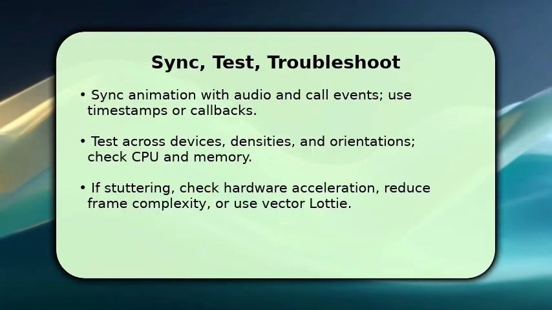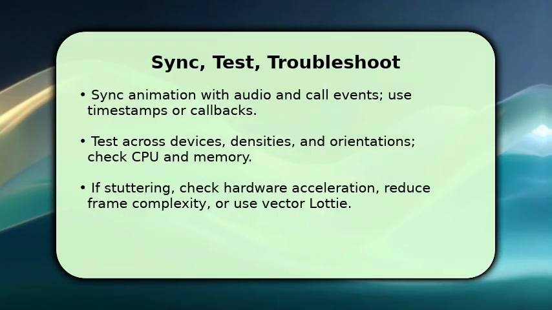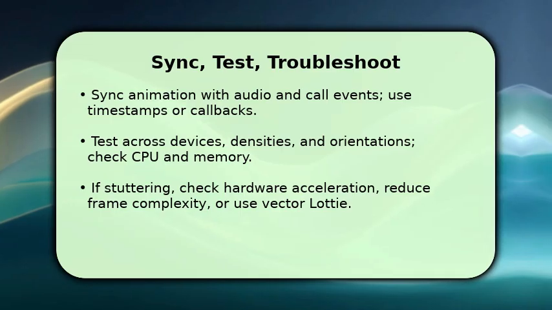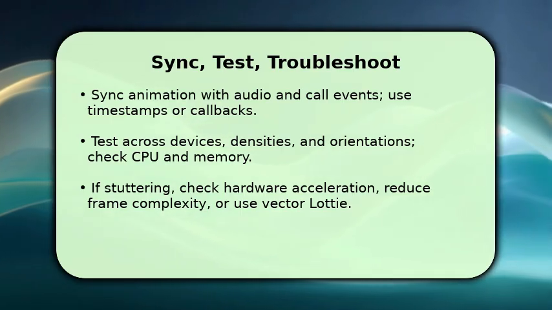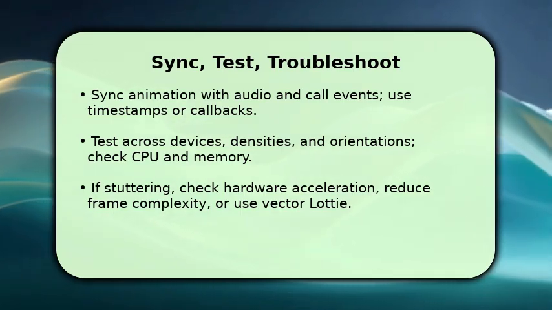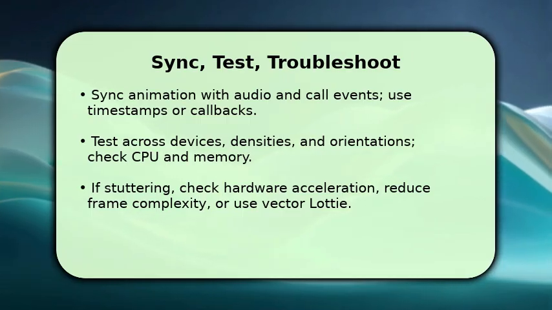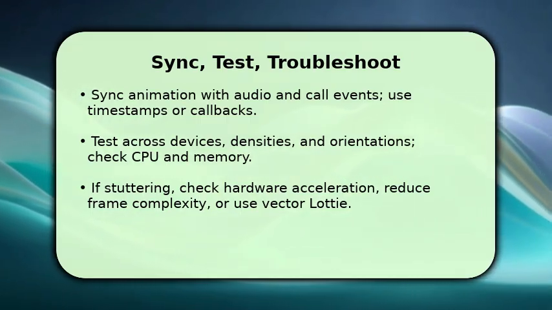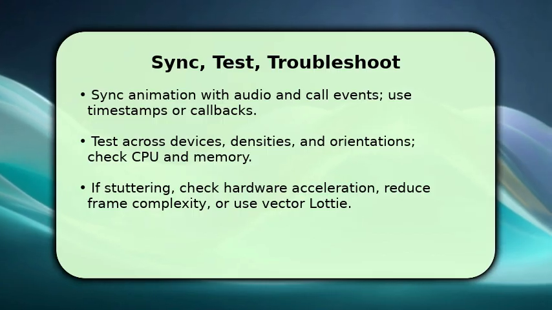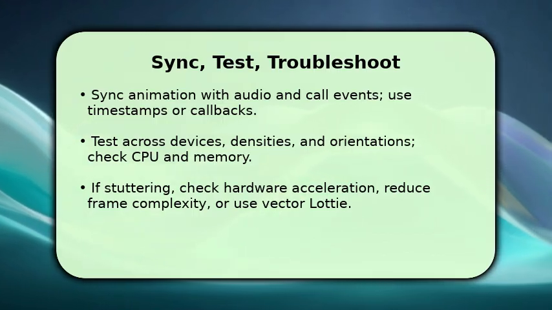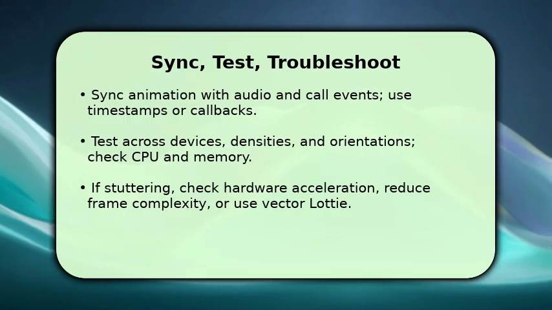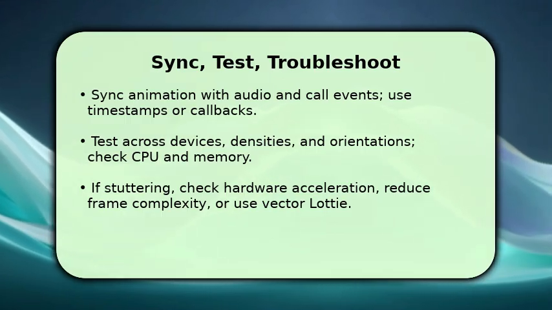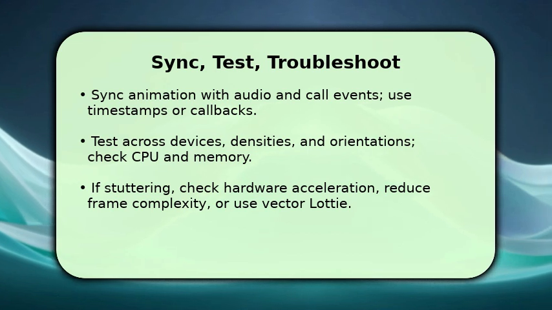You should tie animation progress to audio or call event callbacks if precise sync is required, and run tests on multiple screen sizes and CPU profiles to confirm performance. When you deploy, monitor memory and battery. If you see stutter, first ensure hardware acceleration is enabled, then simplify artwork or switch to Lottie vector JSON. If issues persist, log timings and adjust interpolation to correct perceived lag.